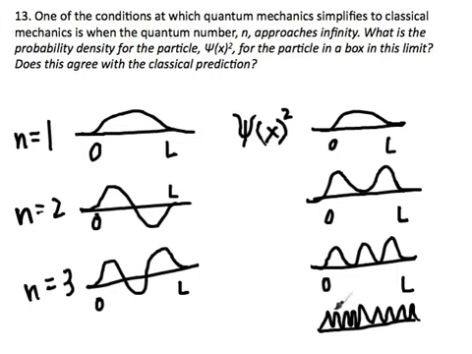Therefore, when n approaches infinity, quantum mechanics simplifies to classical mechanics, because now in classical mechanics we predict that if a particle is bouncing around in a box, the probability of finding the particle at any position in the box is the same as any other position.